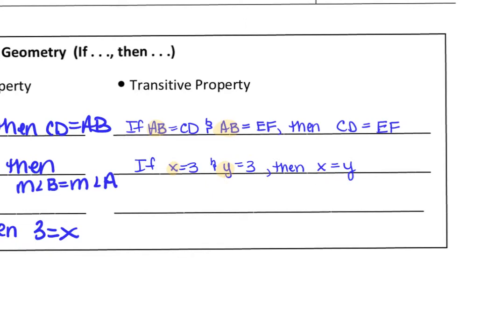The transitive property for angles will look similar to the transitive property for segments. It would look something like this. If measurement of angle A is equal to measurement of angle B, and the measurement of angle B is equal to the measurement of angle C, then the measurements of A and C are equal. Both of them are equal to the measurement of angle B. So angle A is equal to angle B, and angle C is equal to angle B. If they both are equal to B, then they are equal to each other.